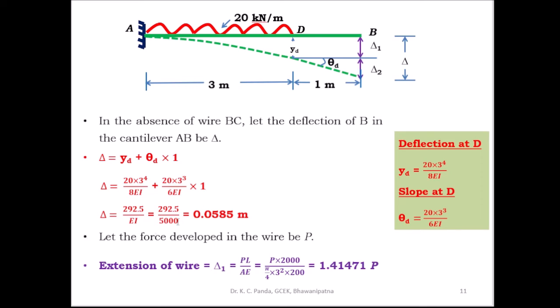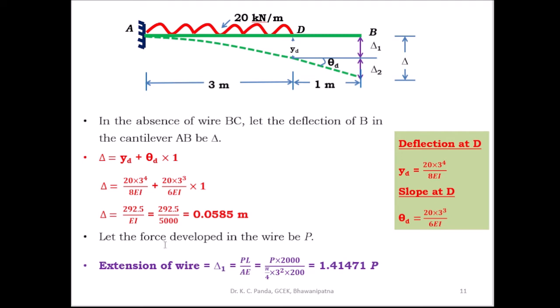Then delta is equal to 292.5 by EI. Then after putting the value of EI, you can find out the downward deflection due to the given loading UDL. So delta is equal to 0.0585 meter. So this is the downward deflection due to the loading in the absence of wire BC.